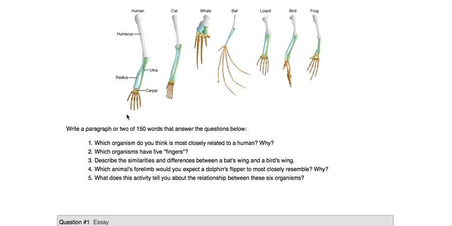And then finally, what does this activity tell you about the relationship between these six organisms? This goes back to the theory of evolution and descent from common ancestry, and that's how you're going to frame your answer. That's what I'll be looking for. So that's really all the project is asking, those 5 short questions and your analysis.